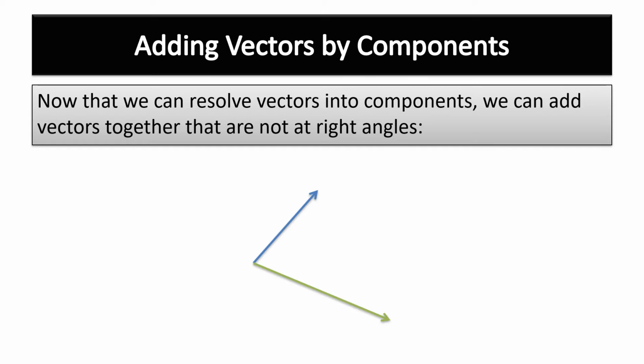But you could also do it mathematically, and here's how you would have to do it. You'd have to break the blue vector into its x and y components, and break the green vector into its x and y components, so that now we can add the y components together and the x components together. And how do you add vectors? Head to tail. So let's move that green y component vector head to tail with the blue y component vector. And then we'll do the same thing with the x components.